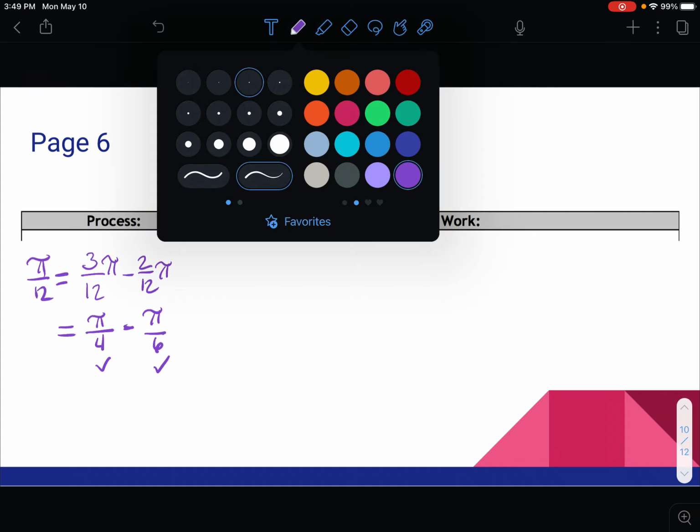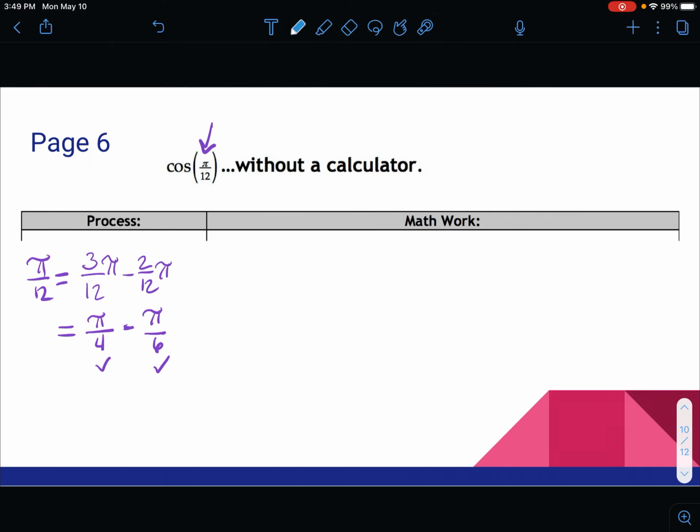So there are several ways you can do this. Let me show you one of the other ways. If we do pi over 12, we can do more subtraction here. You know what? Let's just stay with what we have here. Sorry, I think I was thinking of a different problem. Okay, done and done.